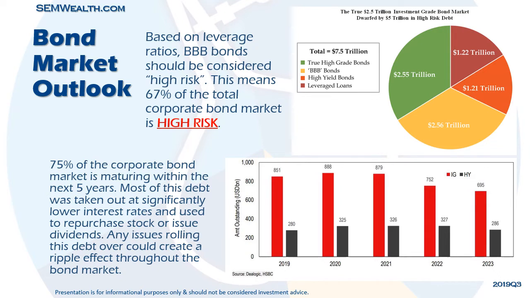Worse, if you look at, I've added up the numbers there on that bottom chart, 75% of the corporate bond market is rolling over in the next 5 years. In other words, that debt's coming due.